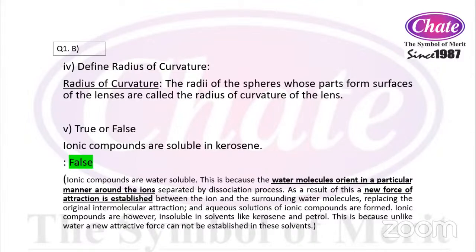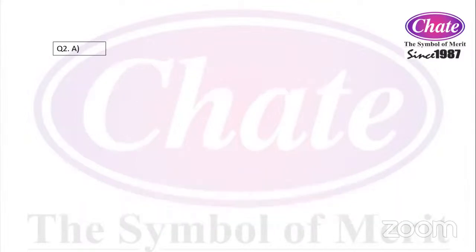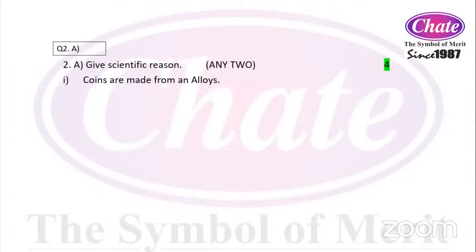So now we are going to move on to the next question. That is question number 2A. In this question, we are supposed to attempt any two questions out of three. The first is: the coins are made from an alloy. Now again, you have to be very specific while writing down the answer. So let's see the reason why the coins are made from an alloy.